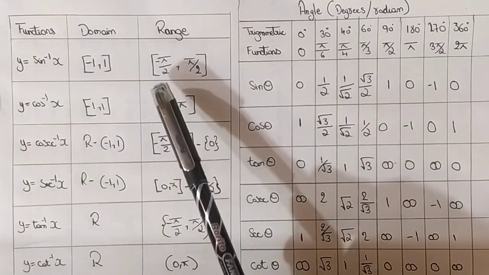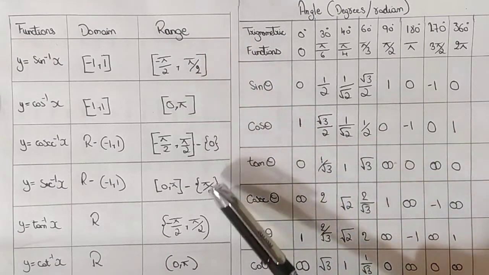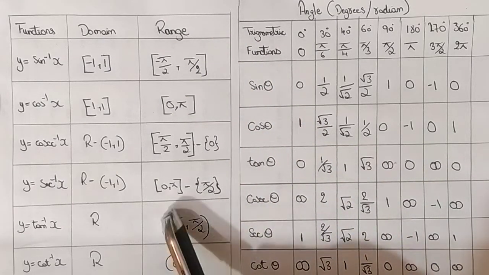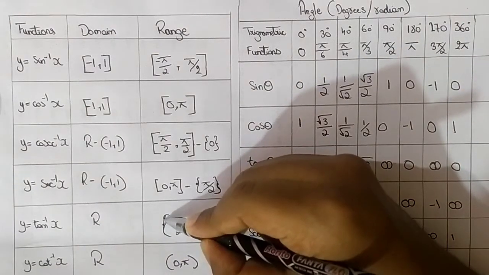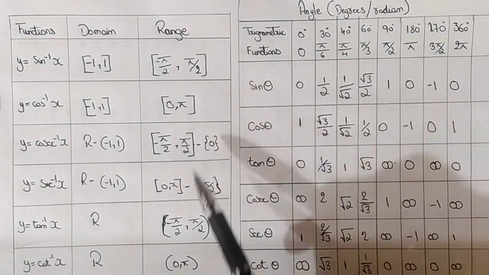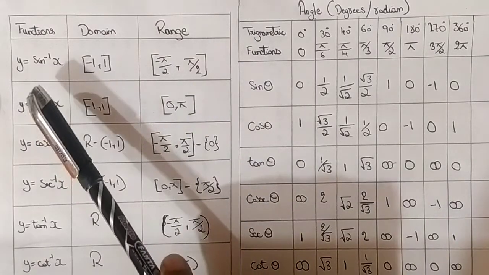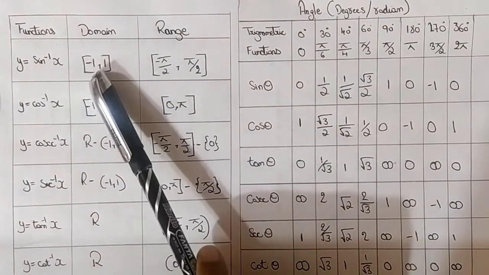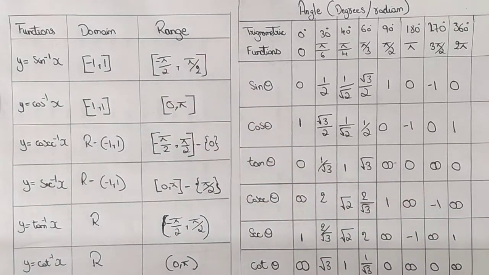For sine, please notice that there is a closed interval here, and there is also an open interval here. This is an open interval and this is a closed interval. You should never forget that. That will lead to losing marks. Now going with sine inverse, it has a domain of -1 to 1 with closed interval on both sides, and here the range is -pi/2 to pi/2 with a closed interval.